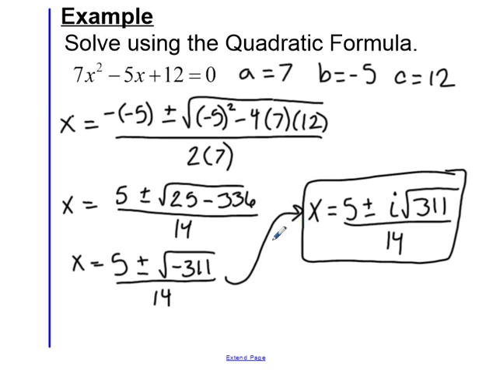Remember, if you are doing a quadratic formula and you end up with a negative underneath the square root sign, your answer must use an i to represent that imaginary number. Okay, that covers how imaginary numbers pop up when we're solving quadratics. We still use the quadratic formula, so if you haven't memorized that yet, please do so.